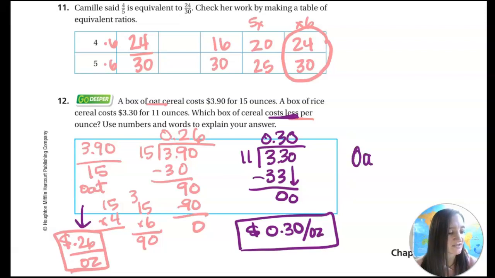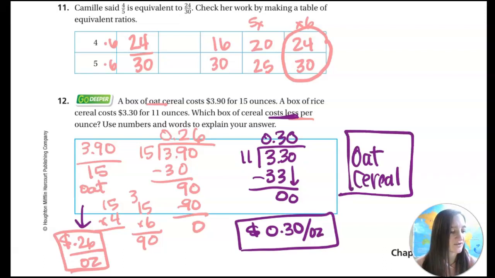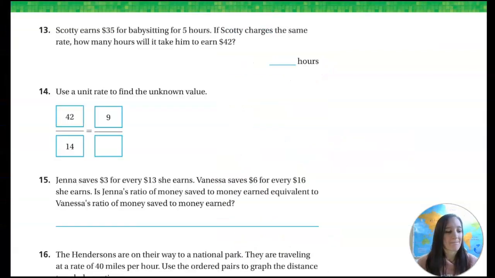Oat cereal costs less per ounce. Scotty earns $35 for babysitting for 5 hours. If Scotty charges the same rate, how many hours will it take him to earn $42?